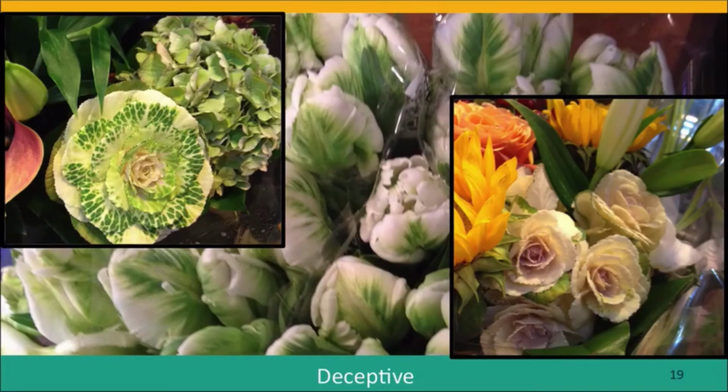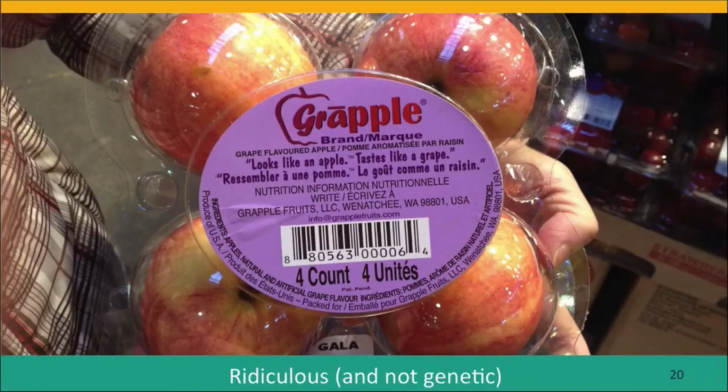And on the right, little cabbage buds. Again, what looks like pink and white petals are actually the leaves of a small cabbage. Now, finally, one really ridiculous item that luckily is not genetic. This is the grapple. These are apples that taste like grapes, not because of a mutation that produces grape flavor, but because they've been soaked in artificial grape flavoring. I think that's pretty disgusting.